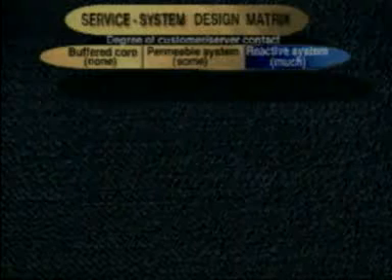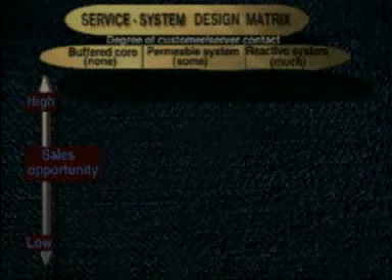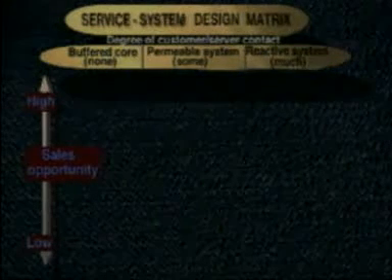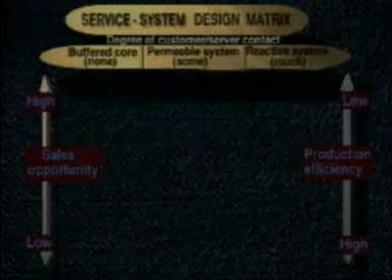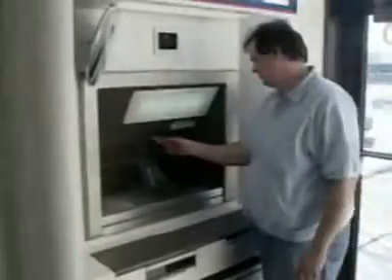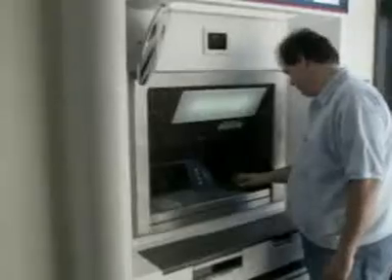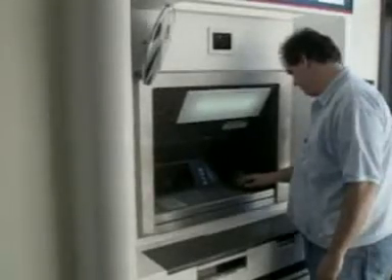The second factor of service is the possibility of a sales opportunity. The greater the amount of contact, the higher the sales opportunity. The third factor of a service system is the production efficiency of the service. Some services are totally automated and are very efficient. Others require a large amount of customization and customer input, which decreases the production efficiency.